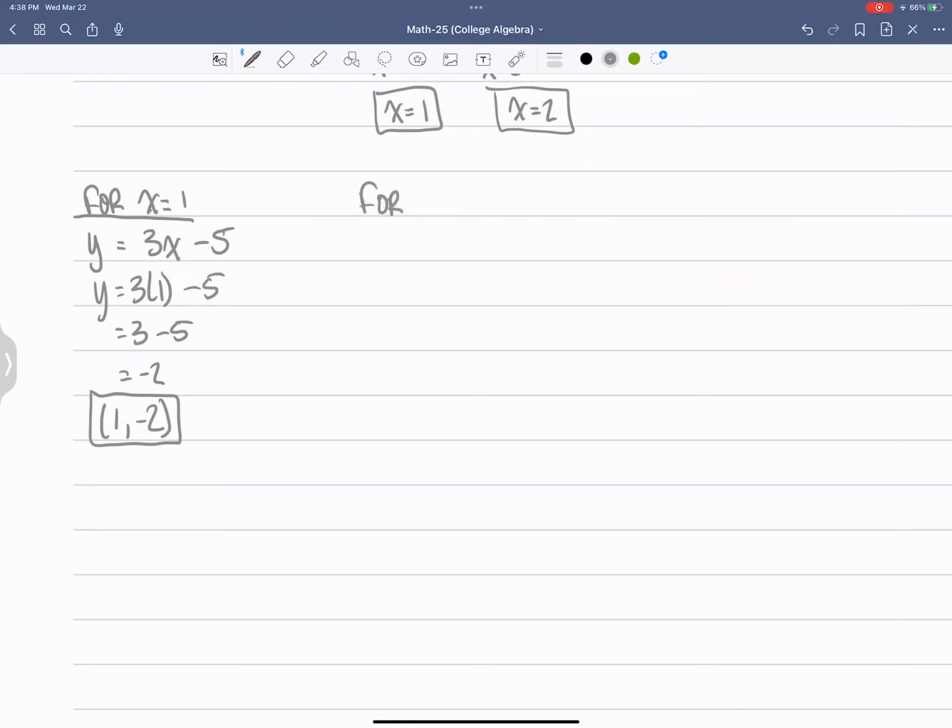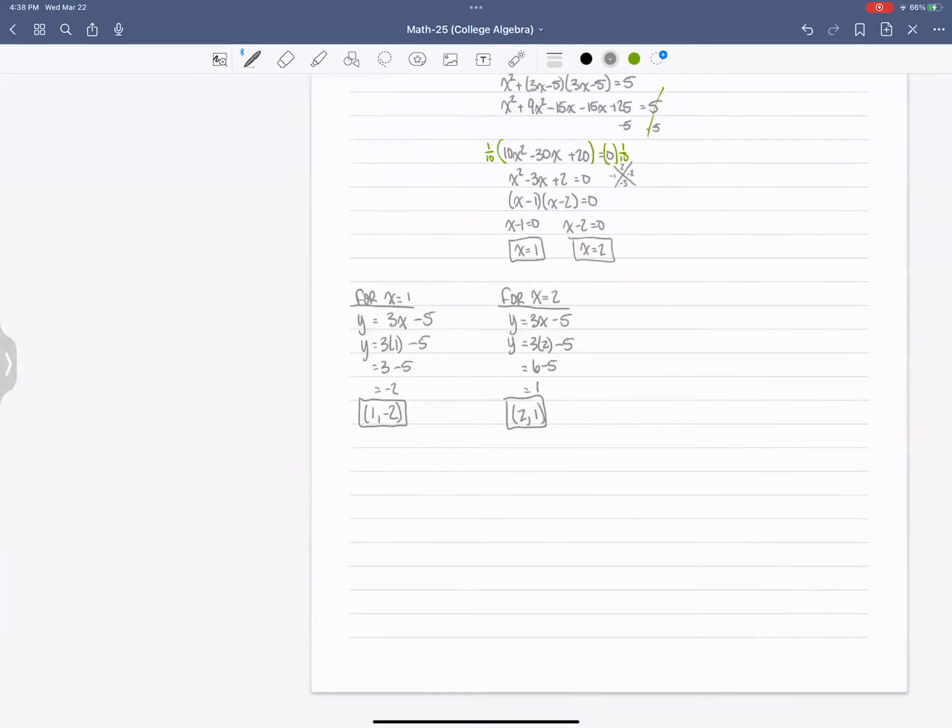So the other x that we had was x equals 2. So now we're going to solve for when x is equal to 2. Same equation. We'll say y is equal to 3x minus 5. y is equal to 3 times, in this case, a positive 2. So 3 times 2 is 6 minus 5. That's 1. And so when x is 2, y is 1. And those are our two solutions.